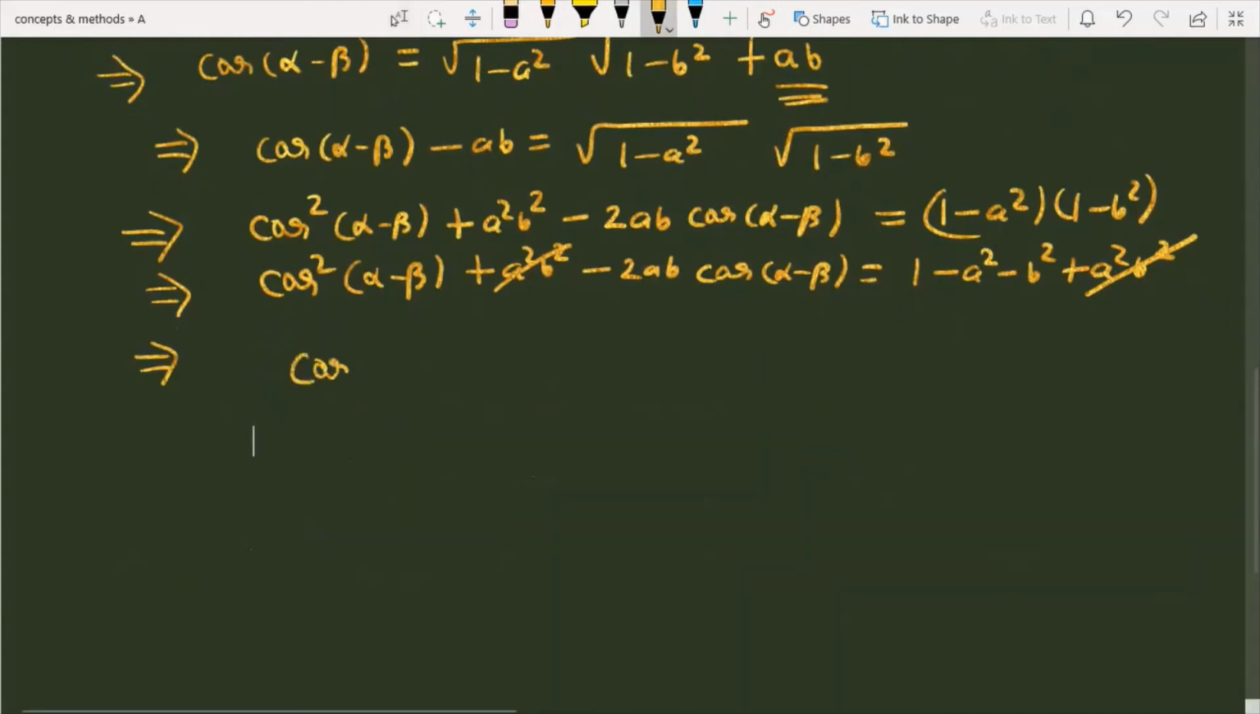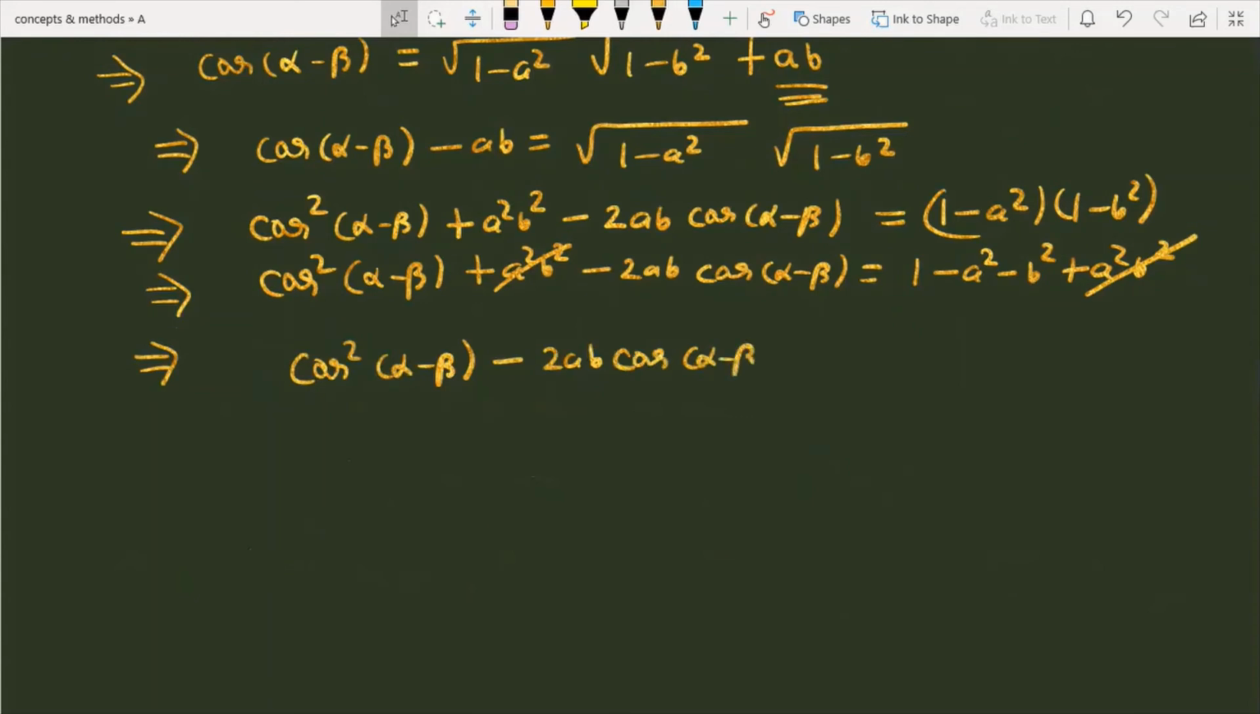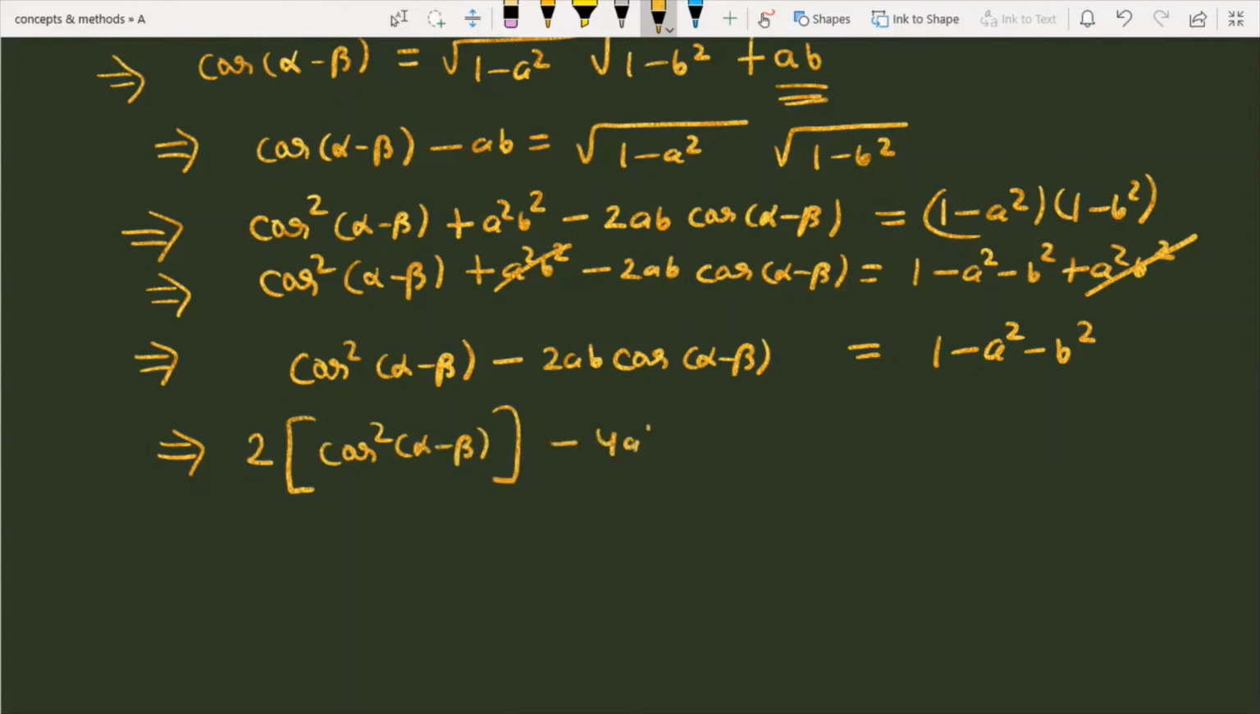In the next step, the equation becomes cos²(α − β) − 2AB cos(α − β) = 1 − A² − B². Now I'm going to multiply both sides by 2. Then it becomes 2cos²(α − β) − 4AB cos(α − β), and on the right hand side you get 2 − 2A² − 2B².